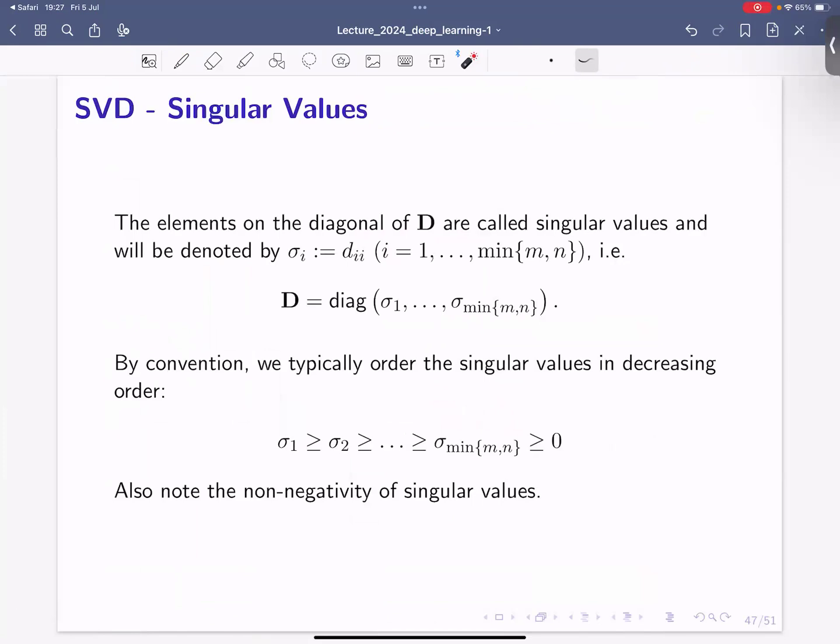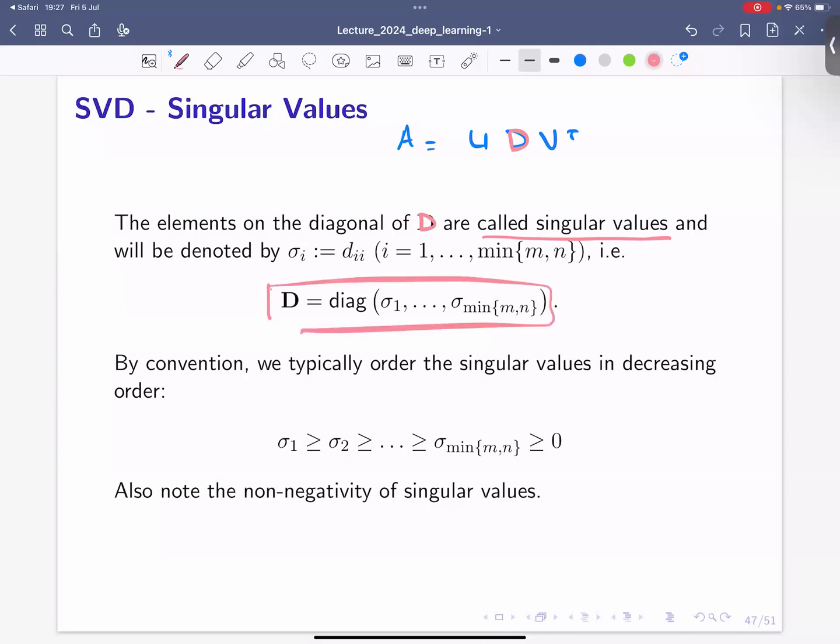So as I mentioned before, essentially we are taking a matrix A and we decompose it into this product, U times D times V transposed. And this D matrix contains the singular values. D is a diagonal matrix, I already mentioned this before. It has at most rank number of singular values, and the rank is upper bounded by the minimum of m and n.